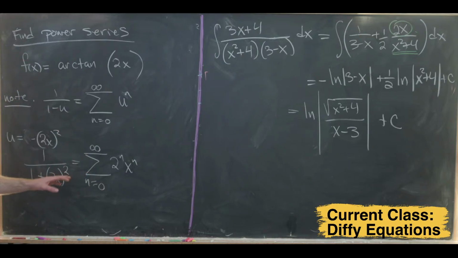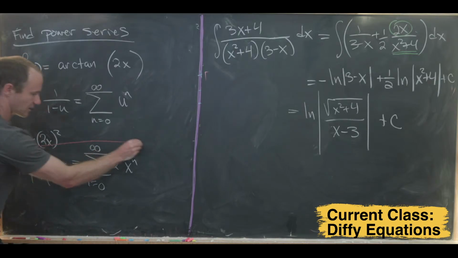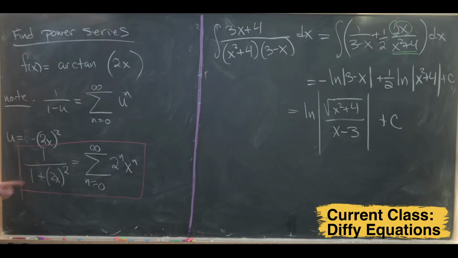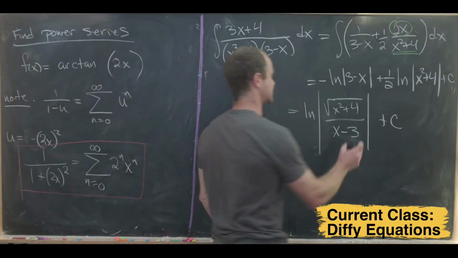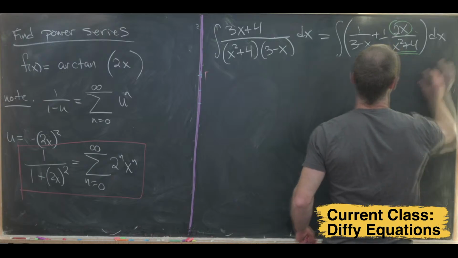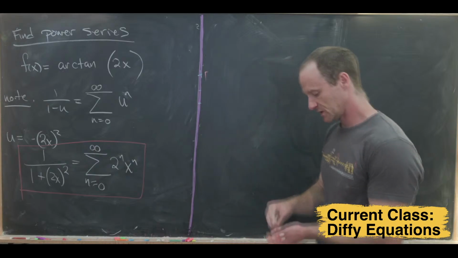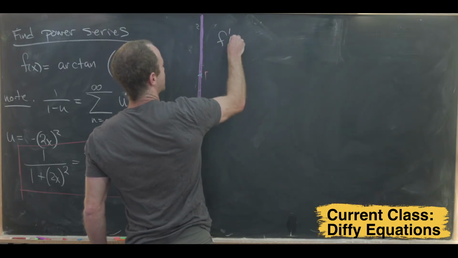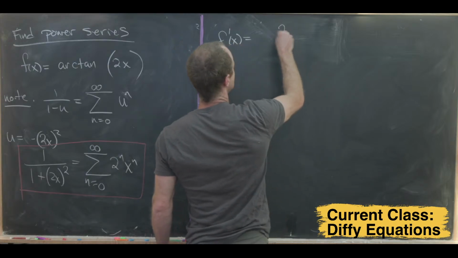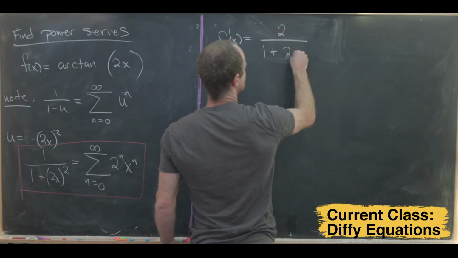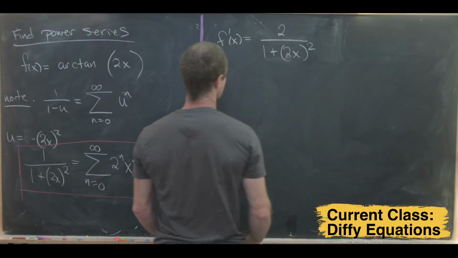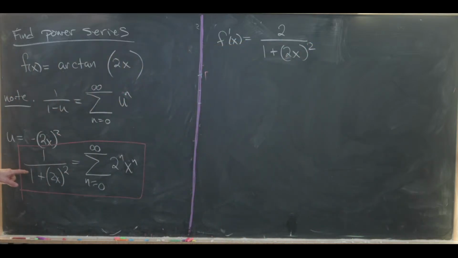Okay, so we have something like that, and this doesn't seem super helpful, but if you look at this guy right here, this is pretty close to the derivative of the arctan of 2x. So that gives us a motivating path to finding that power series from this known power series, which is a geometric series. So let's do f prime of x. So that's going to be 2 over 1 plus 2x quantity squared. But that's essentially what we have over here. We just need to multiply it by 2.